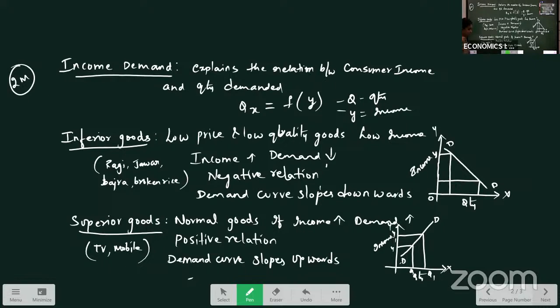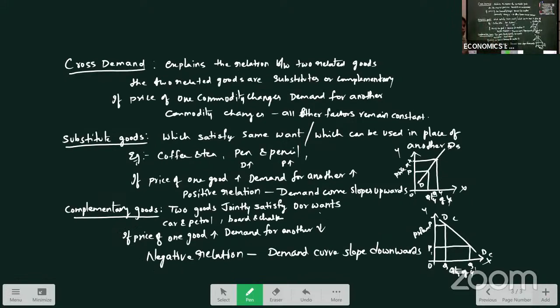Next, superior goods. Superior goods are our normal goods which we buy when our income levels are high. So for superior goods, as consumers' income increases, demand for superior goods also increases. There is a positive relation. When there is a positive relation, our demand curve will slope upwards. Okay, so this is for income demand. Then next you have cross demand.